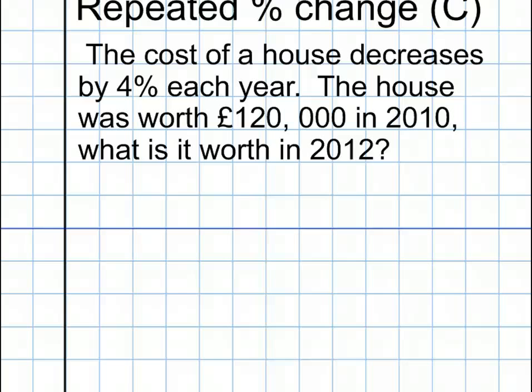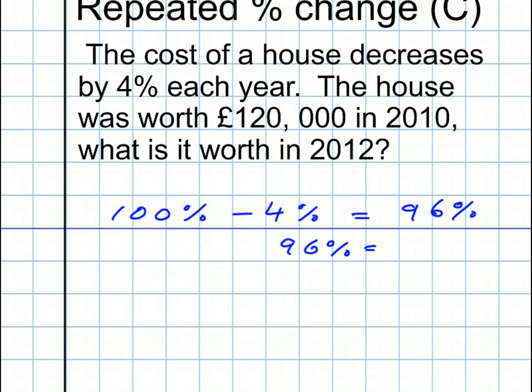£120,000 in 2010. What's it worth in 2012? Right, so it decreases. I start with my 100% and take away the 4%, which is 96%. So after a year, it's 96% of its original value. What's 96% as a decimal? It's 0.96. So I'm going to multiply 120,000.